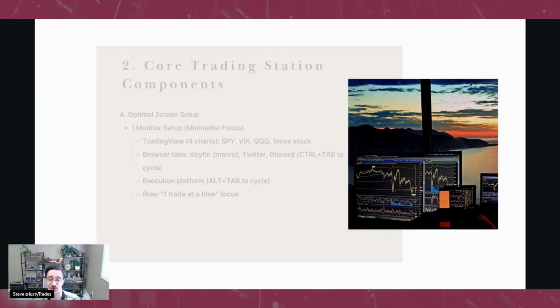And then what you'll also need is obviously an execution platform. Ideally, you can have this in its own window and its own monitor.